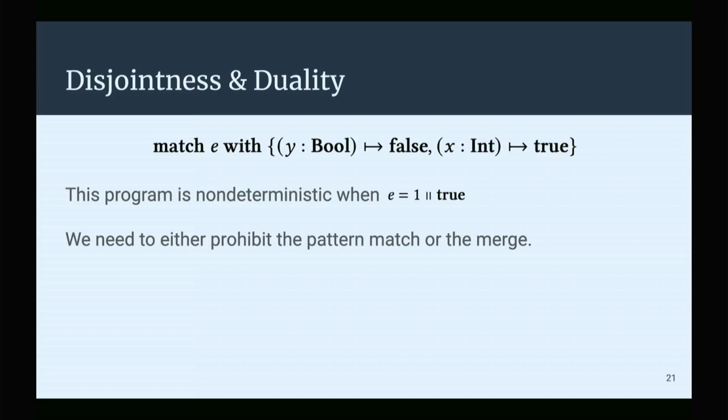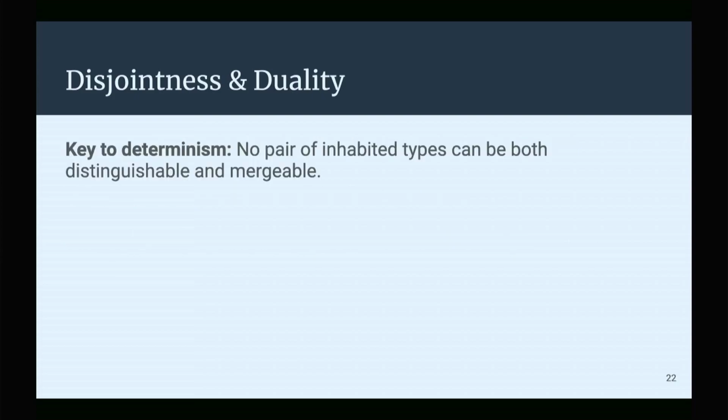Or another way of saying this is that boolean and integer can be distinguishable, or they could be mergeable, but they can't be both distinguishable and mergeable. And that's a general principle in FBO. No two types that are inhabited should be both distinguishable and mergeable from each other.